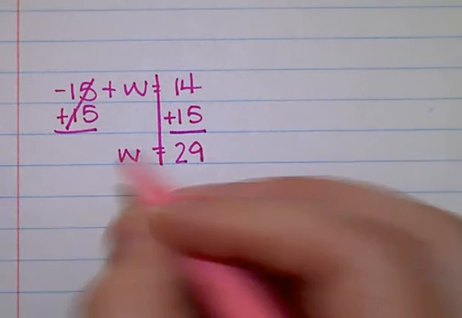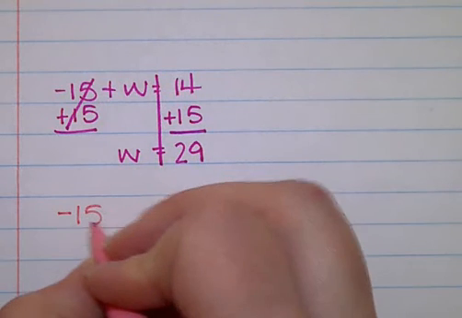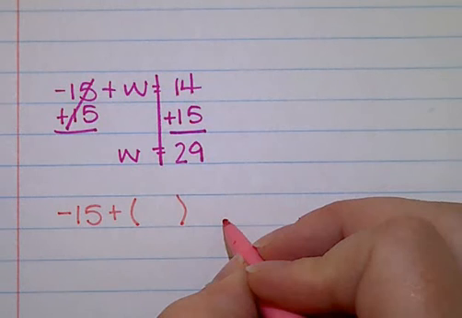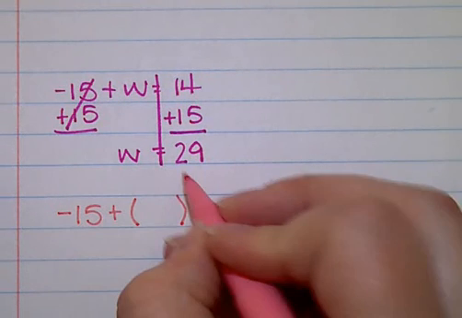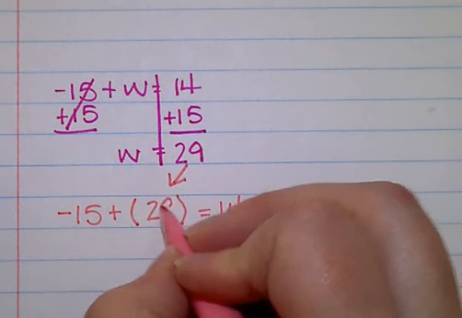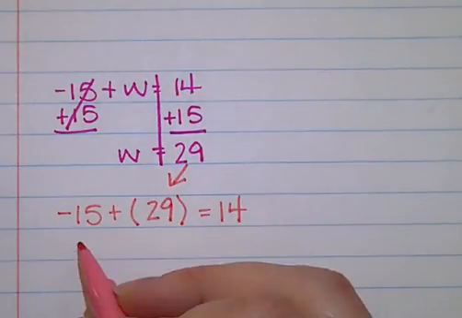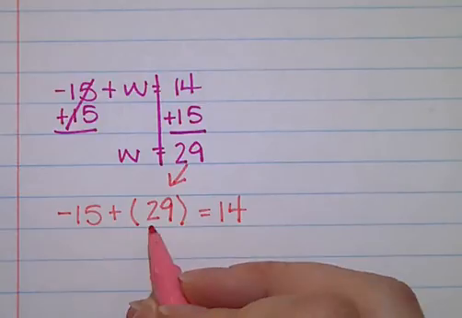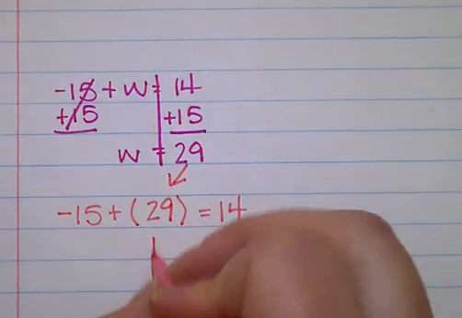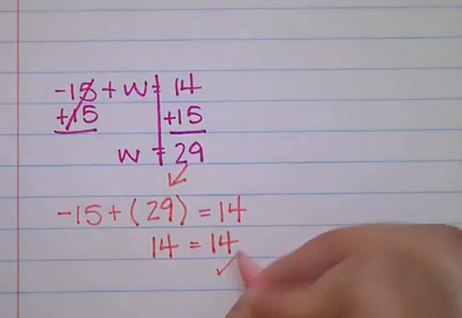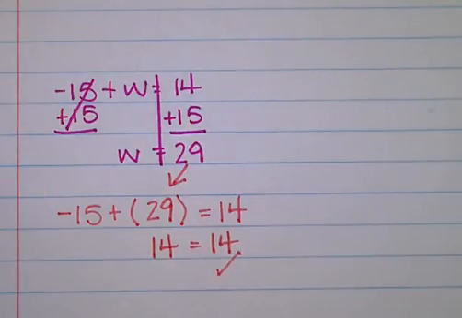Let's check it. Negative 15 plus, I'm going to substitute those parentheses for that w again, equals 14. And again, I'm going to put my 29 here, which is what I think w is, instead of the w. Negative 15 plus 29 does equal 14, and 14 does equal 14. So again, we were able to solve this correctly. W does equal 29. All right, one more.